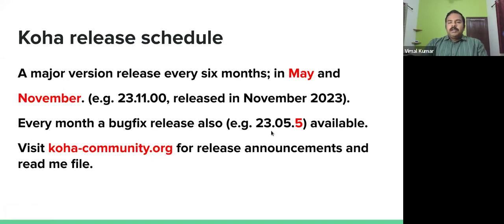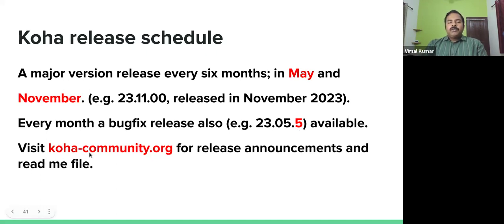See here, 23.05. 23 is the year of release. 05 is the month of release. In May 2023, this version was released. And 5 means the fifth update.